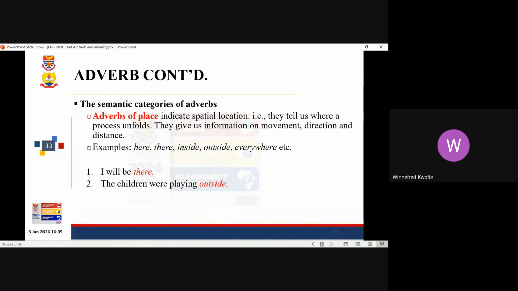Then we have adverb of place that answers the question where. It indicates the spatial location.